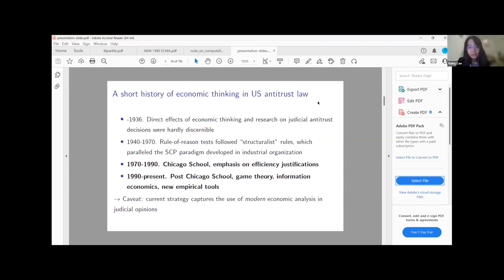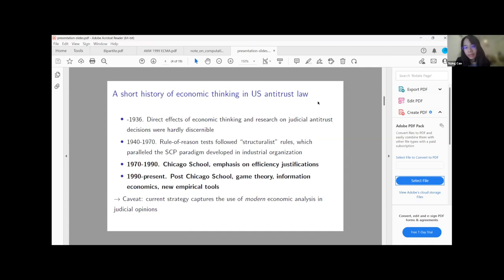And I guess you're all kind of familiar with the latter development from the rise of the Chicago School around the 1970s. And then after the 1990s, we have the post-Chicago School paradigm, where increasingly theories from economics like game theory, information economics, and also the development of new empirical tools are now the common techniques that people use when they discuss antitrust issues, whether at enforcement agencies or in courts.